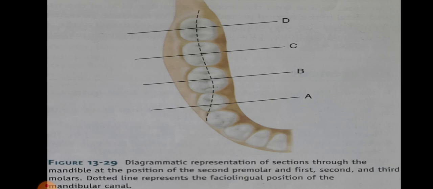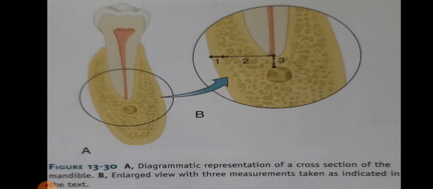In figure 13.30, you can see the distance from the outer to the inner surface of the buccal plate in picture 1, from the inner surface of the cortical plate to the apex of the root in 2, and from the canal to the apex of the root in 3. These reflect the data obtained from sections of the mandible.